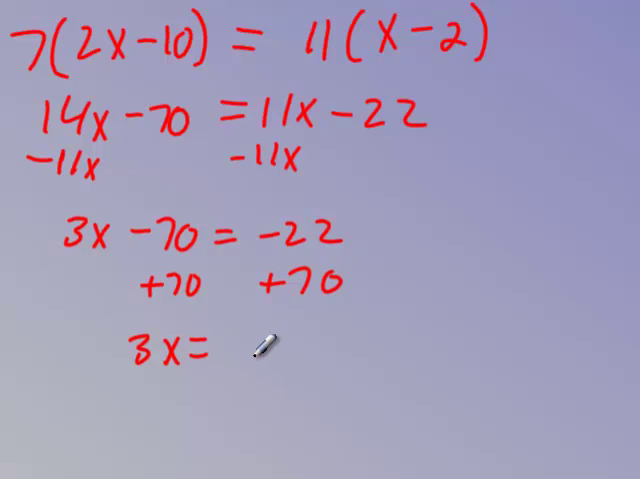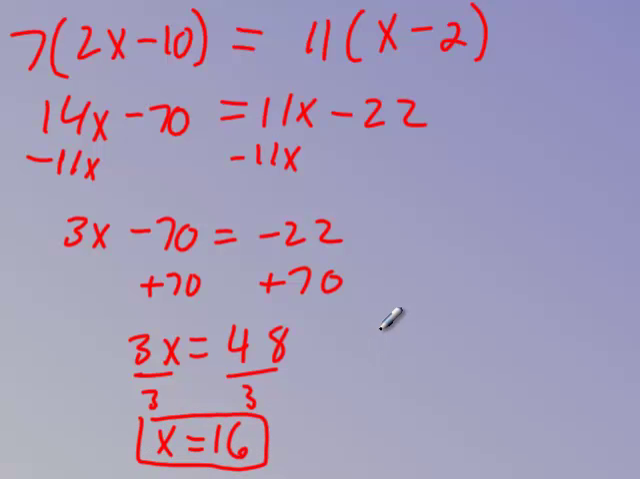And thus 3x is equal to 48. Divide by 3, and we get our answer, x equals 16. And then we box that in. Simple enough.